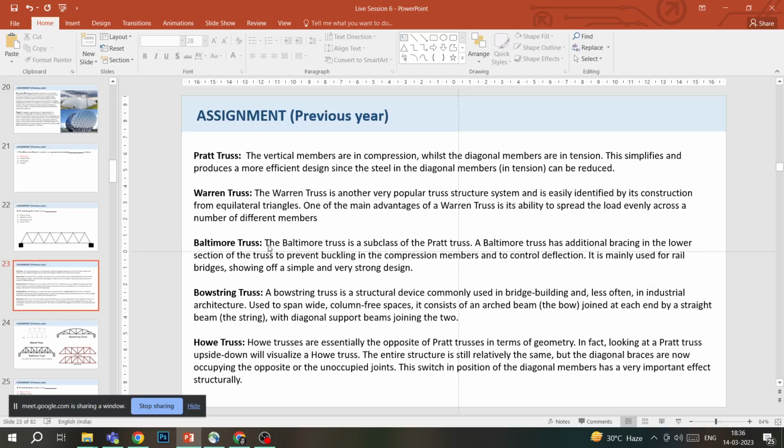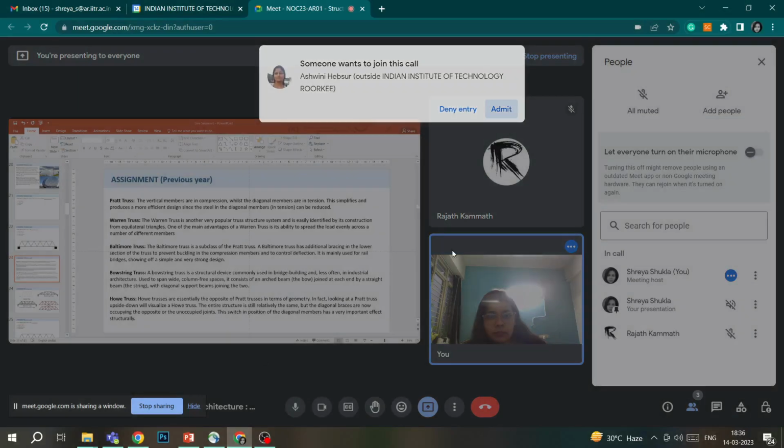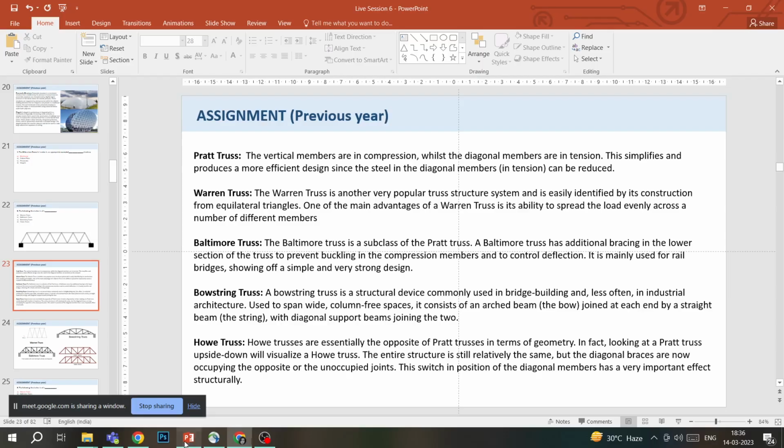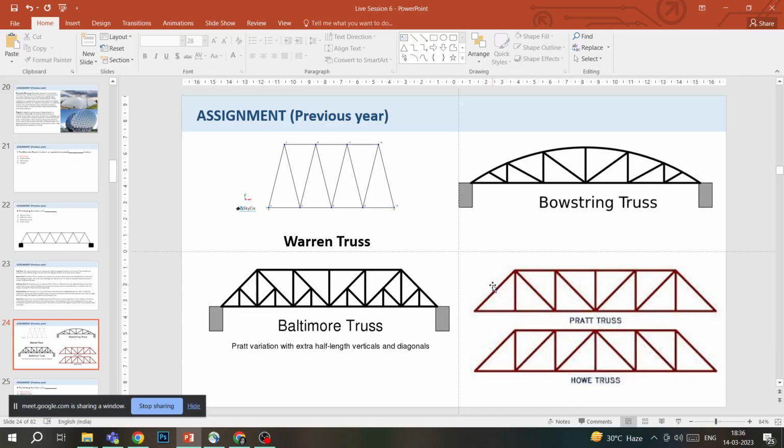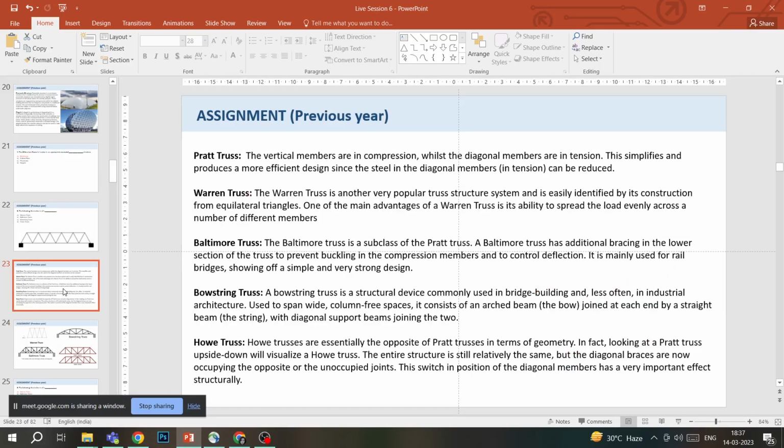Warren truss. Warren truss is another very popular truss structure system, and it is easily identified by its construction from equilateral triangles. One of the main advantages of a Warren truss is its ability to spread the load evenly across a number of members. So this is how a Warren truss looks. If you see the first image, they are basically triangles put together. It's very easy to understand because it's the easiest planar looking truss, just triangles put together. That's how a Warren truss looks.